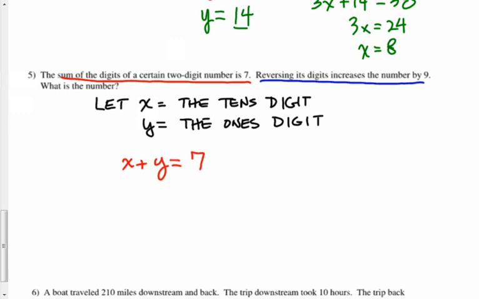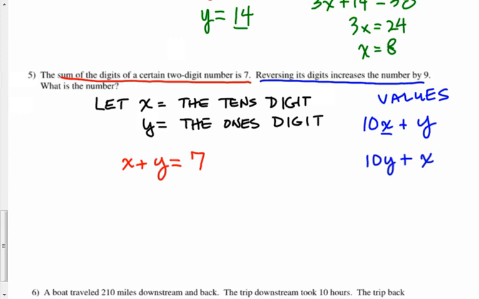Now, what they're talking about there is the actual value of the number. So I just want to write this down here. The value of the number is actually 10x plus y. That's the value of the 2-digit number, because this 10th digit is valued at 10 because of its place value. And if we reverse the number, that's going to be 10y plus x. So these are the values. And we need to think about those when we solve this.